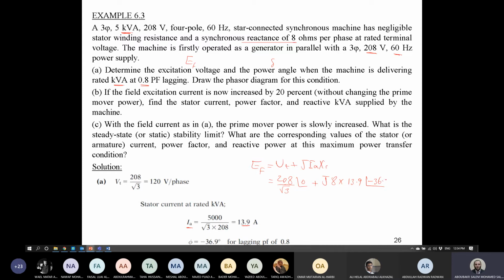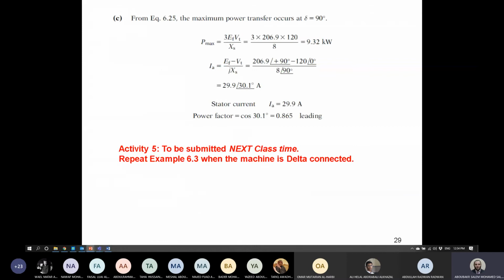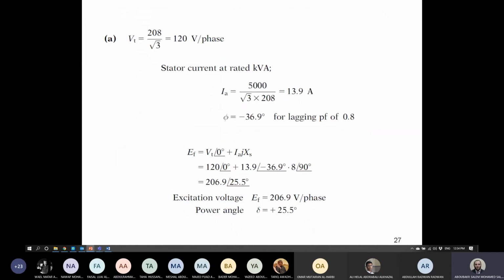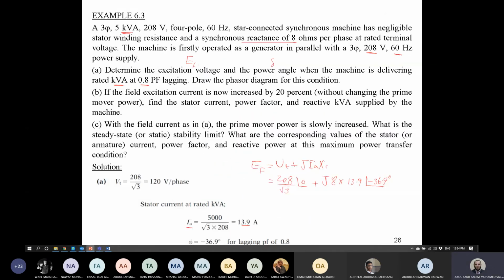36.8 or 0.9. Doctor, if it was delta connection, we will not divide by root 3, right? Right, but the current in this case, is it going to be the same? No. Is it going to be calculated? Right, for that, you will know by the end of the problem that this is activity number 5. You should prepare for it inshallah to be submitted in the next class. Right.